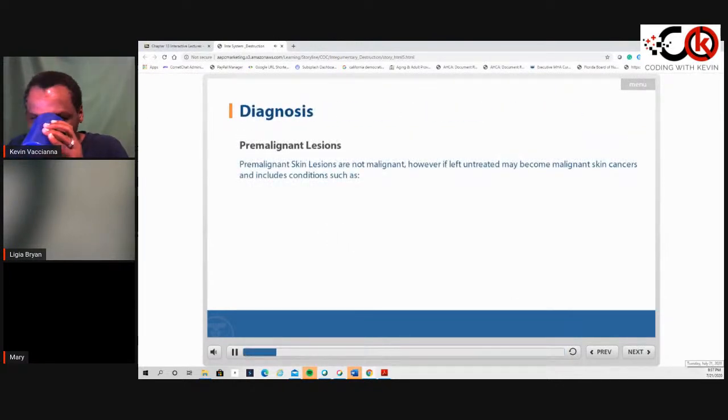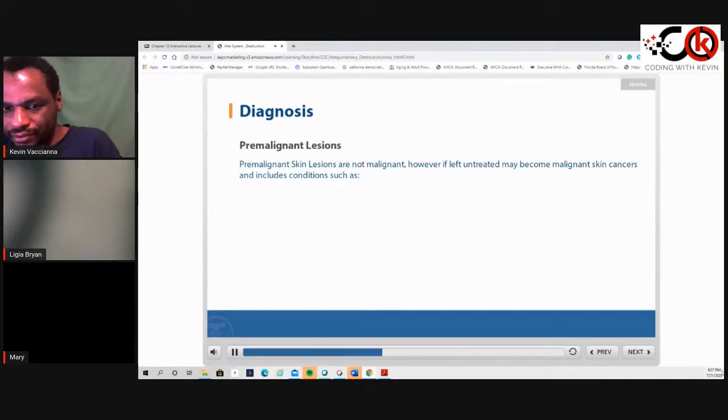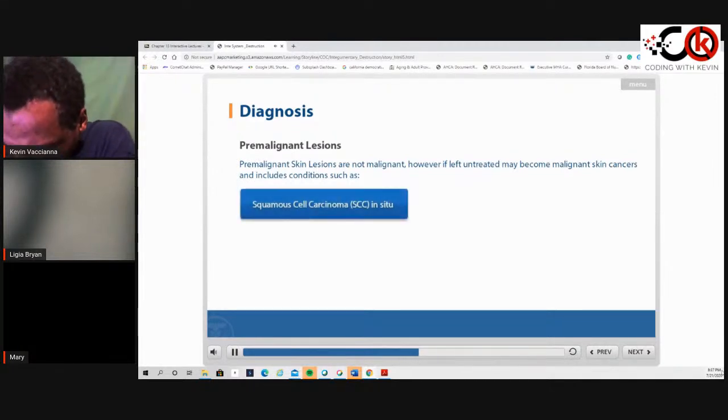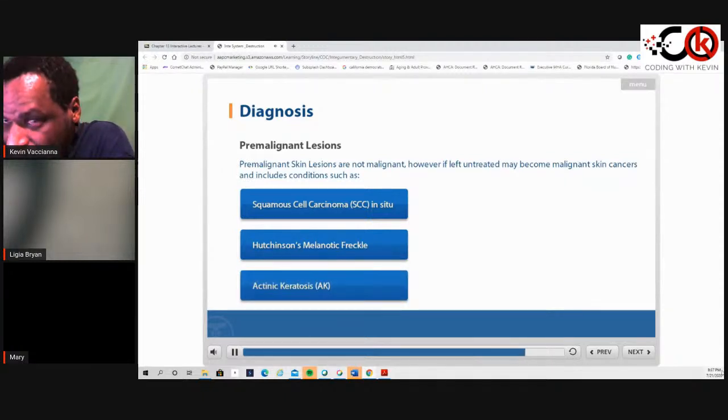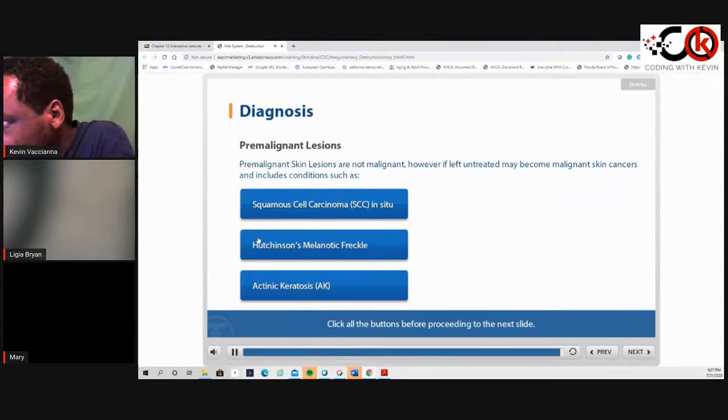Pre-malignant skin lesions are not malignant. However, if left untreated, they may become malignant skin cancers and include conditions such as squamous cell carcinoma in situ, Hutchinson's melanotic freckle, and actinic keratosis. Click on the buttons to learn more.